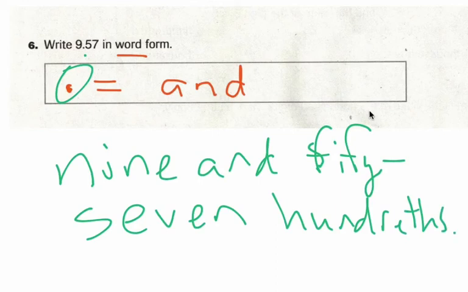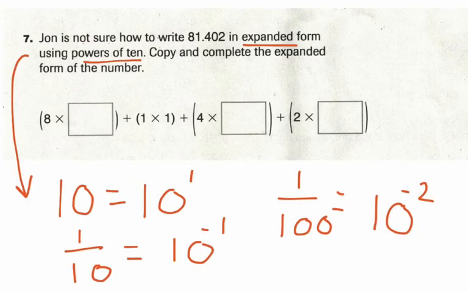Great handwriting, huh? John's not sure how to write 81 and 402 thousandths in expanded form. So what I've done for you here is 10 is equal to 10 to the first power. 1/10 is 10 to the negative first power. 1/100th is the same as 10 to the negative second power.